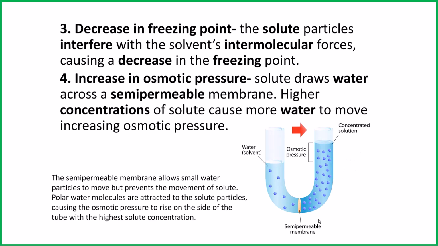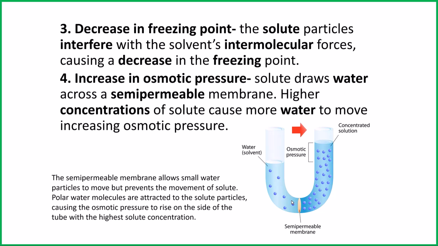So here we have a semi-permeable membrane in between these two sides. We call this a U-tube. The semi-permeable membrane allows small water particles to move, but prevents the movement of these larger solute particles. The holes, or the filter, are too small, and so these larger solute particles are not able to pass through, but the water is.